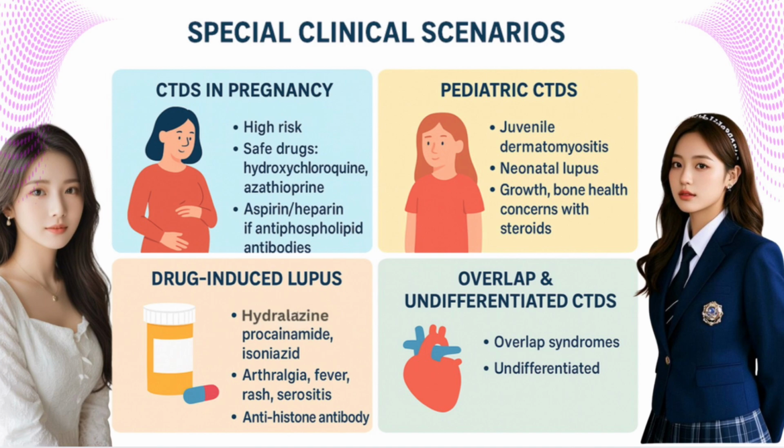Vignette example: a woman has Raynaud's, mild arthritis, and positive ANA, but does not meet criteria for lupus or systemic sclerosis. She is labeled UCTD and followed carefully. 2 years later, she develops anti-dsDNA positivity and lupus nephritis, now fulfilling criteria for SLE.